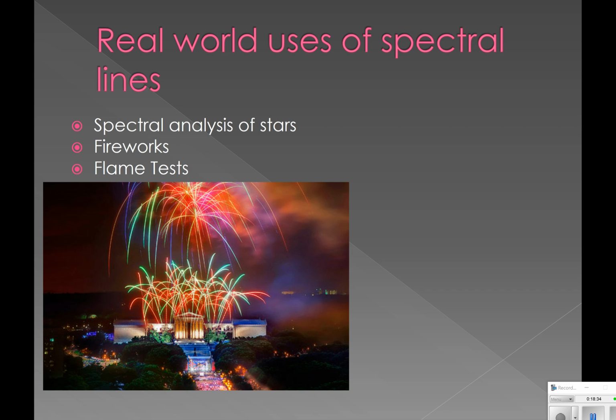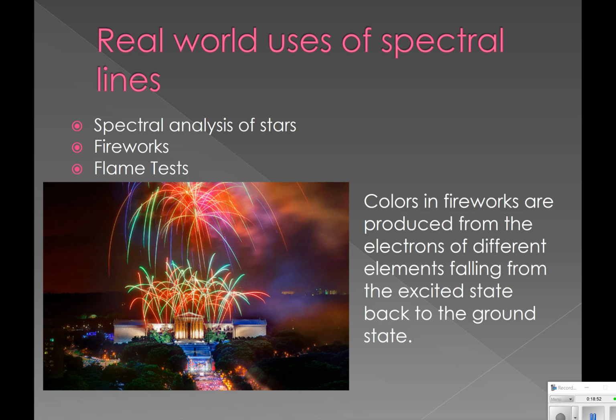Now we do see this in the real world a fair amount, really anything that's producing light. Specifically, as we just talked about, spectral analysis of stars, seeing what elements are in stars. Fireworks that are producing these colorful lights are being produced in this way. Flame tests, which we'll do in lab, are done the same way. The colors in fireworks are produced from the electrons of different elements in those fireworks as they get excited. Remember, we have to ignite a firework. We give it a small activation energy.